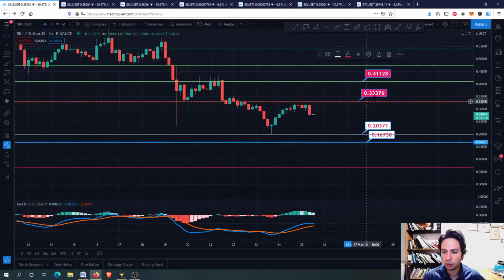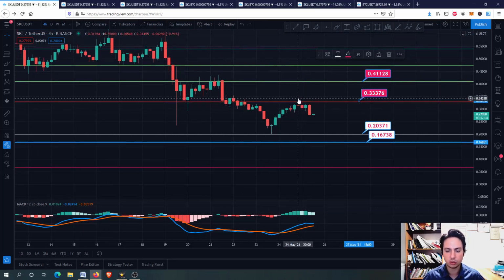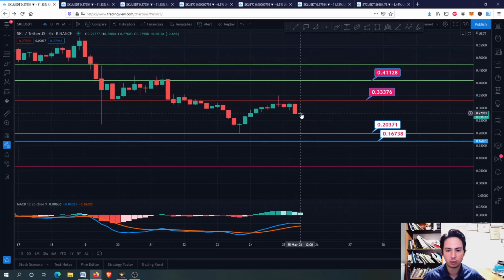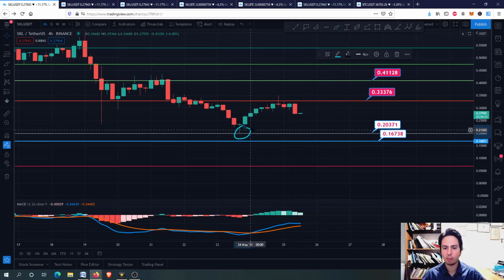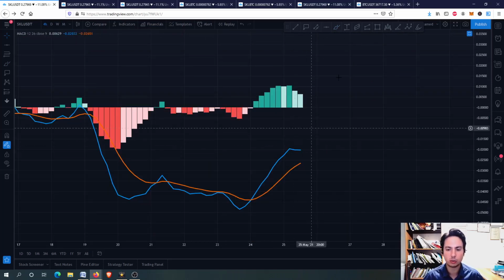As you can see, we found resistance at 33 cents around there. Then we had a huge sell pressure and we went downwards. We had a bearish candle right here on the 4-hour frame. We hope that we can get a little bit upwards and that we won't have this low again. We are hoping that we will have higher highs, higher lows. Eventually for the MACD, that's what we want.